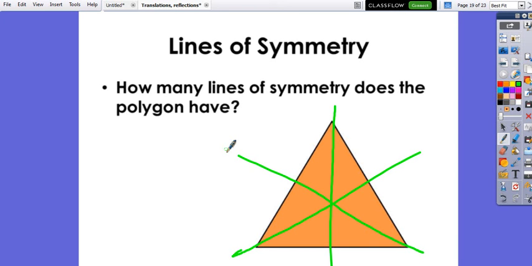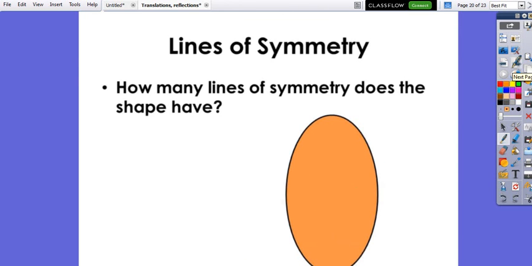Well, if all 3 sides are the same length, this is an equilateral triangle, then there would have to be 3 lines of symmetry. I got 3 sides, right? Cut each side in half. Okay, what about this oval? It's like an egg, but it's not. It's the same at the top and the bottom. 2. 1, 2. All right.